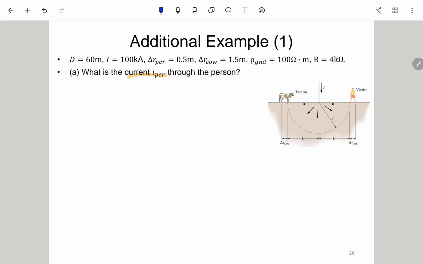First of all, we have E equals rho ground times J. We know the current I at the strike point. We assume this current spreads in all directions along the hemisphere, so its current density will be I over 2 pi r squared. 4 pi r squared would be the whole surface area of a sphere, so the surface area of a hemisphere is 2 pi r squared.